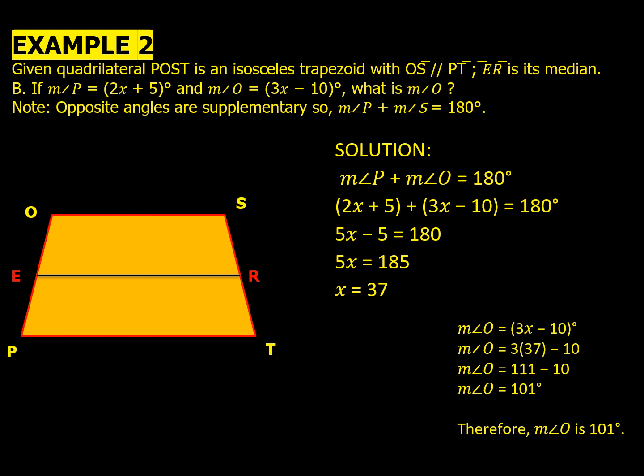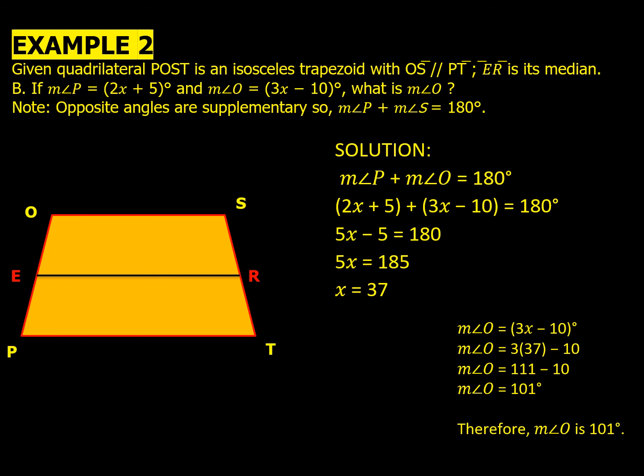So again, for the negative 5 on the left side of the equation, we will bring it to the right side of the equation. So negative becomes positive. So 180 plus 5 is 185. And then to find the value of x, we will divide both sides by 5. So 5x divided by 5 is x, and 185 divided by 5 is 37.